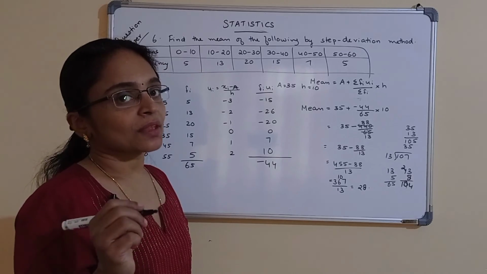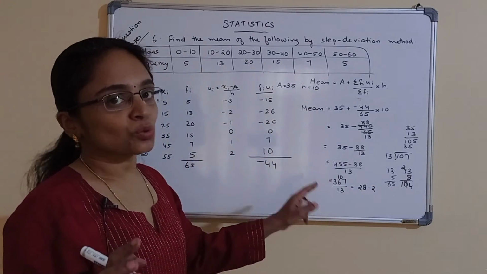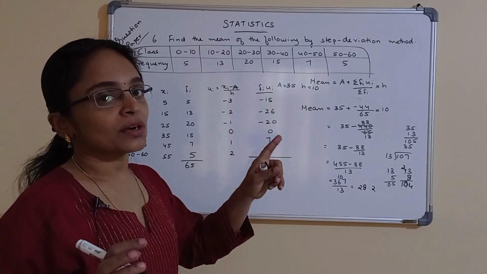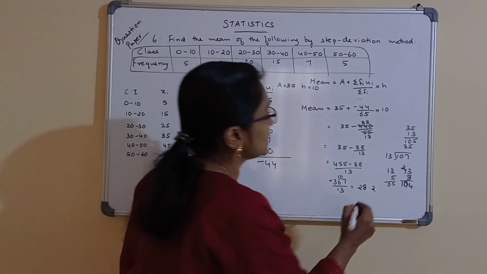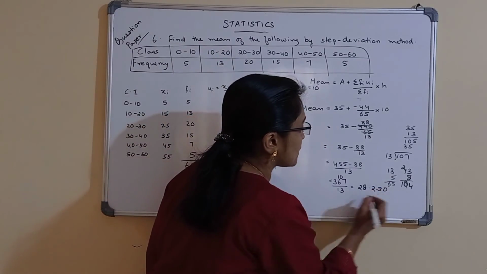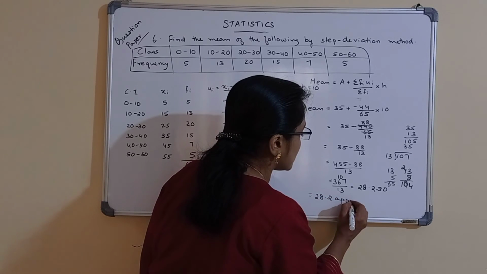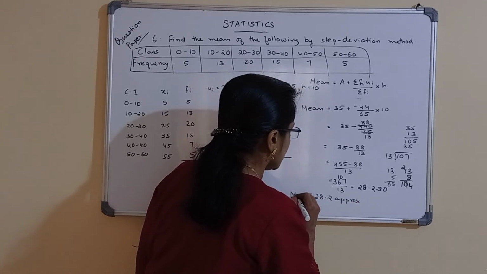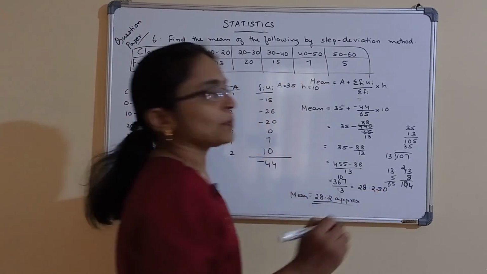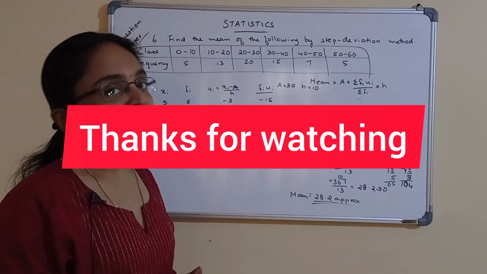Then 30. 13 will go in 30 two times, 13 into 2 is 26. Then 4 remainder. 40 by 13, 3. Then 1 remainder. 10 by 13 is 0. So we can take it as 28.2 approximately. So the mean here is 28.2 approximately. The approximate value of the mean here is 28.2. Okay.